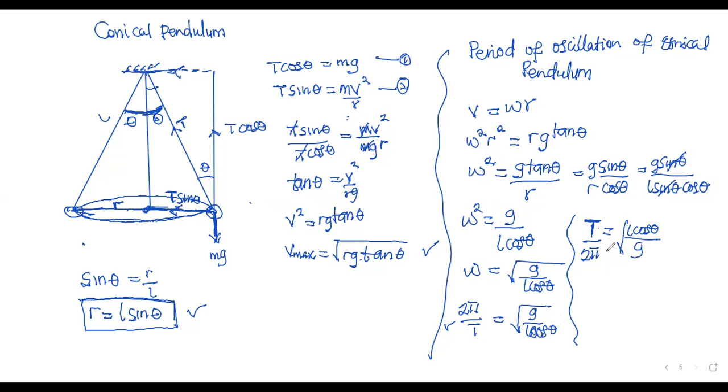Class, are you okay with what I've done? Yes, sir. So if I make T the subject, I'll just multiply through by 2 pi or cross multiply, so that the period becomes 2 pi times square root of L cos theta over g. Okay. Are we okay?